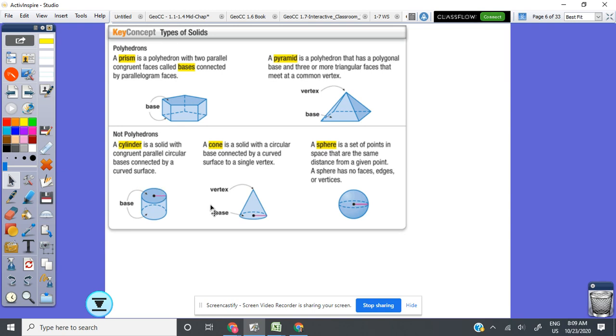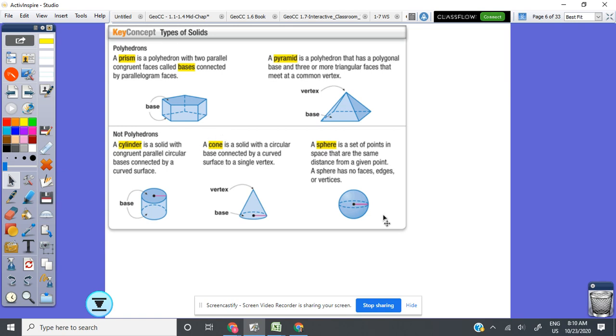Okay, so if we have a cylinder, it's a circle base, we still have bases, and then they're connected. But it's a curved surface, so it's not a polyhedron. Same thing with a cone, very similar to a pyramid, but the bottom is curved. It comes up to one point, which we call a vertex. The bottom is still called a base. Since it's curved, it's not a polyhedron, but it still has a name to it.